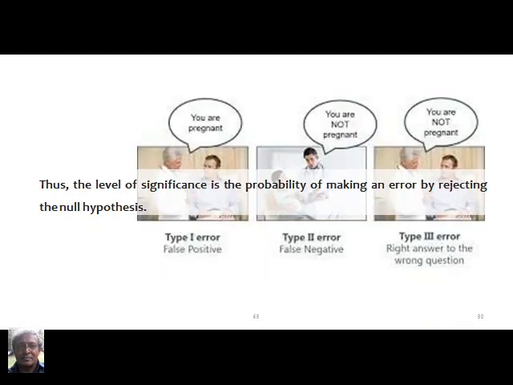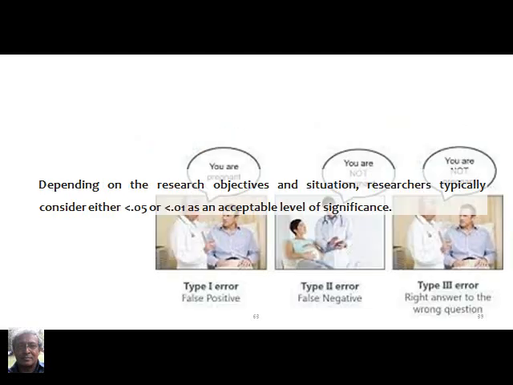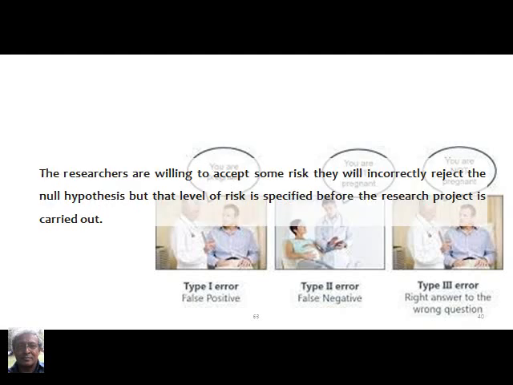Thus, the level of significance is the probability of making an error by rejecting the null hypothesis. Depending on the research objectives and situation, researchers typically consider either less than 0.05 or less than 0.1 as an acceptable level of significance. The researchers are willing to accept some risk they will incorrectly reject the null hypothesis, but the level of risk is specified before the research project is carried out.